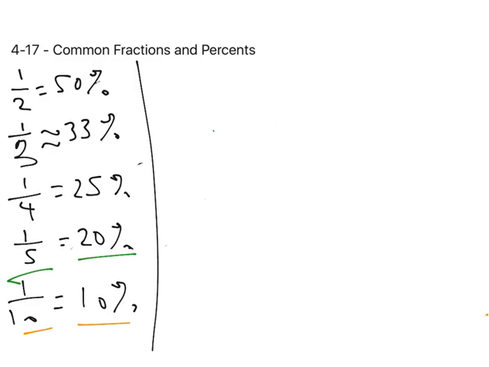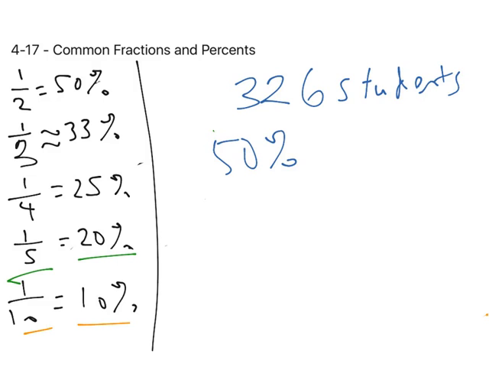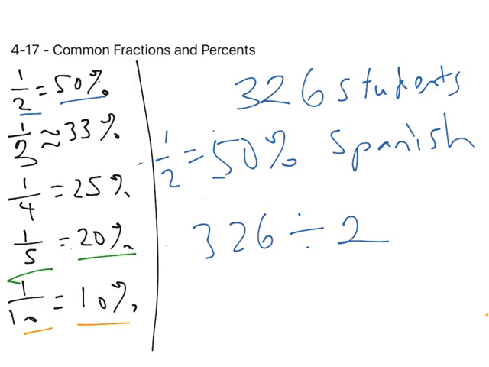One final example. Let's say that in a particular school, there are 326 students at school in one day, and we know 50% speak Spanish. How many speak Spanish? 50%, we know it's just a half. So it's really just 326 divided by 2. And when you divide, you should get 163. So 163 students speak Spanish.